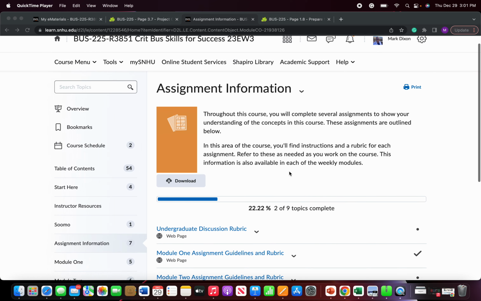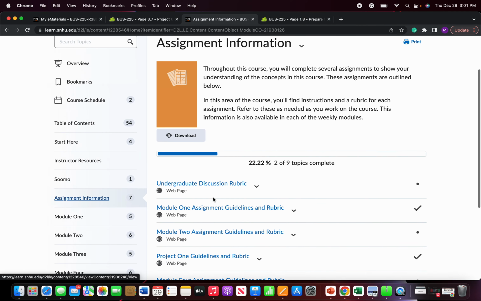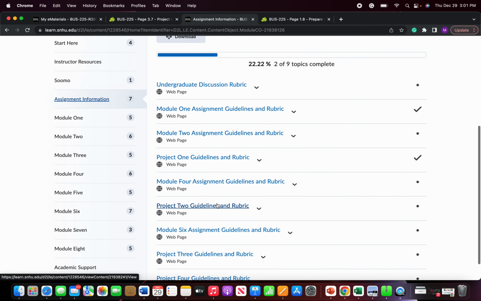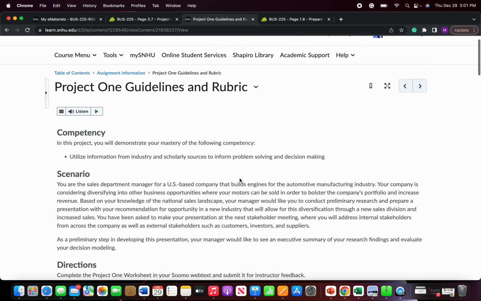So to point out where to find the rubric in your assignment information, all of the rubrics for this class are going to be listed. Project 1 is the first one that I want to go through with you. So let's open that up. This is our rubric for this project.